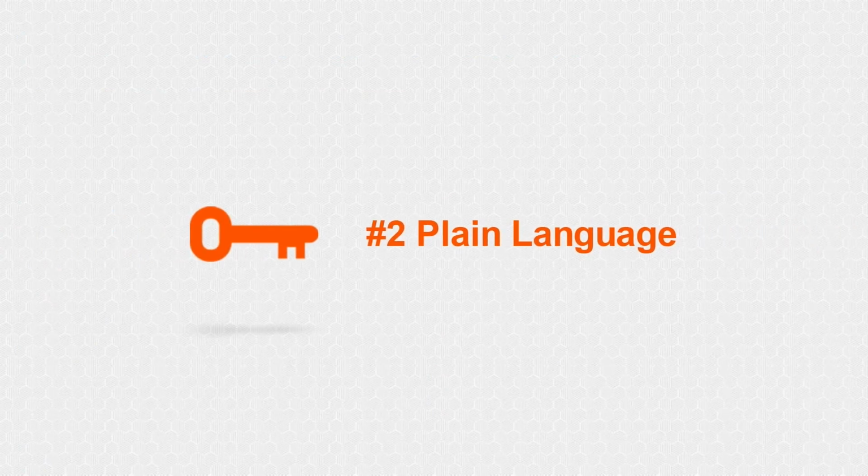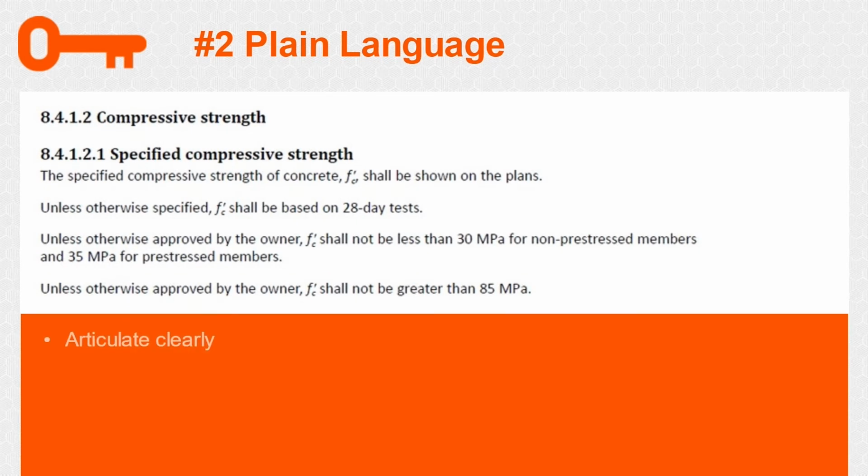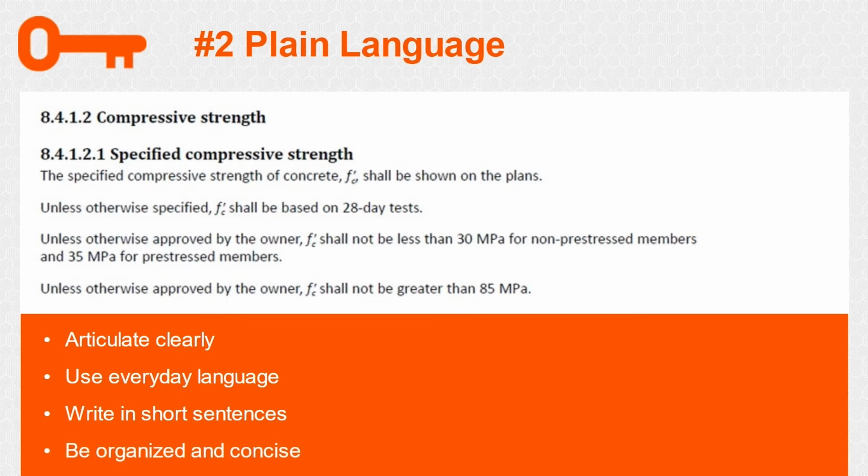Next, write in plain language. This means information is articulated as clearly as possible using everyday language that is appropriate to the intended users. It is content written in short sentences and presented in an organized and concise way, so the listener or reader can understand the content the first time they hear or read it.